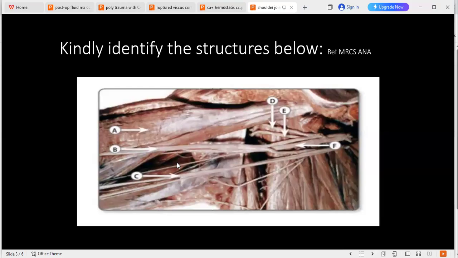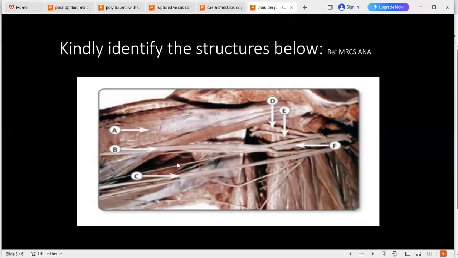Musculocutaneous, axillary, radial nerve, median nerve, and ulnar nerve. These are the branches you're telling me from the three cords. But the question was, what are the branches of the brachial plexus? So then you can tell all the branches. One has to pay attention to the question, right?